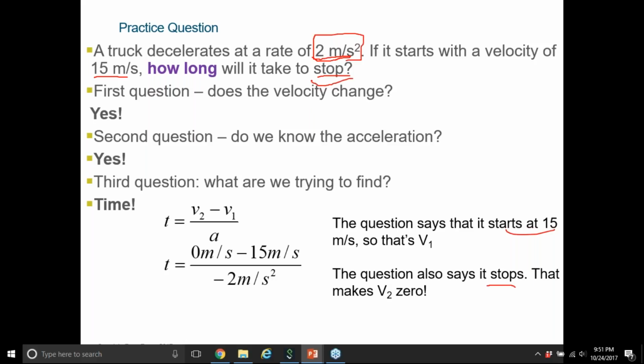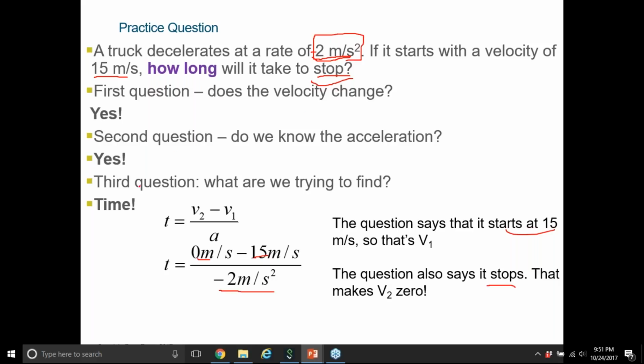So it might be a little tricky sometimes. You'll see questions like that where you're looking for a number and there's no number, but it might start from rest or it might slow down to a stop. And in that case, that velocity is 0. So we have our 2 velocities, 15 and 0. Our ending velocity is 0, our starting velocity is 15, and then our third number is acceleration, negative 2 meters per second squared. It's negative because it's slowing down.